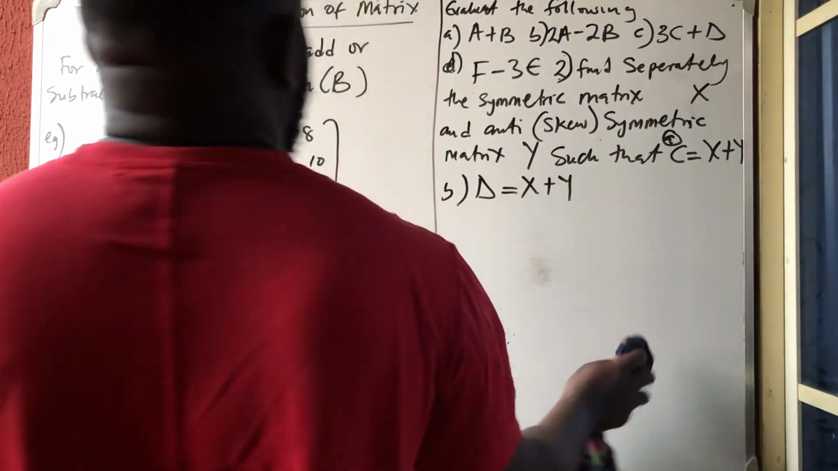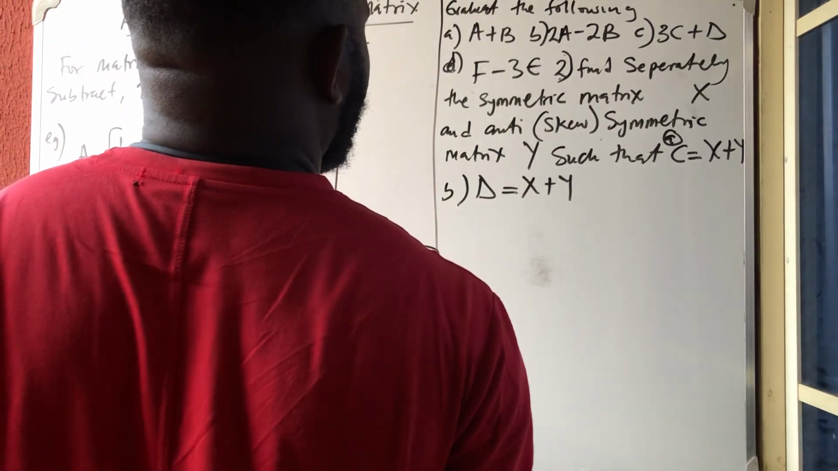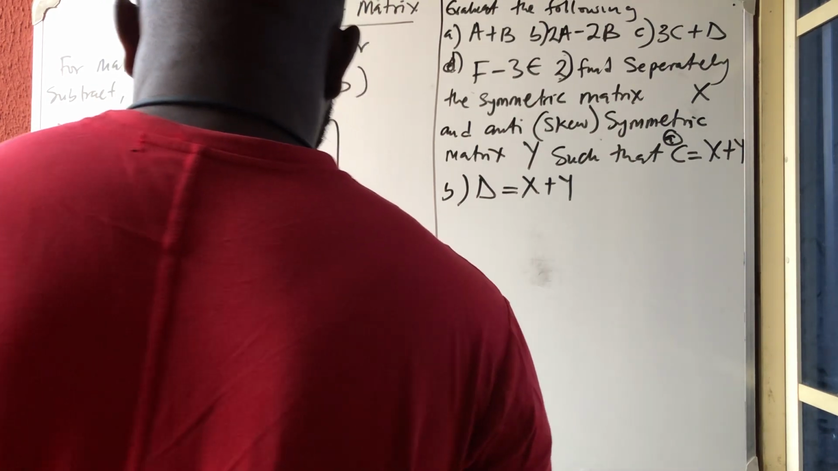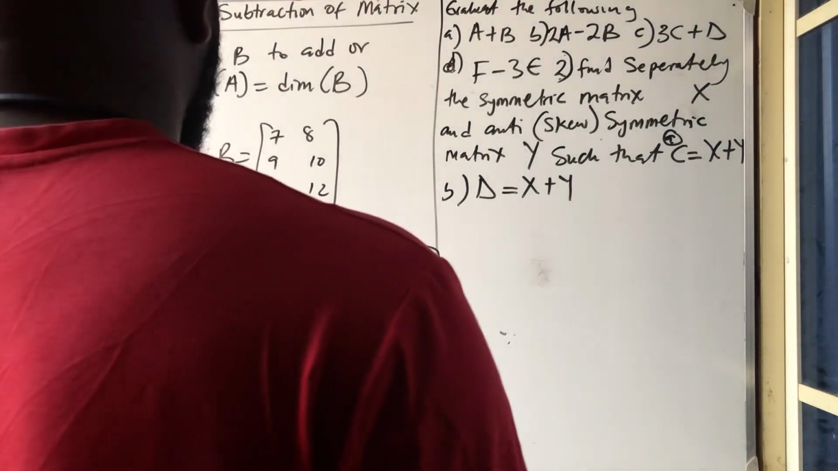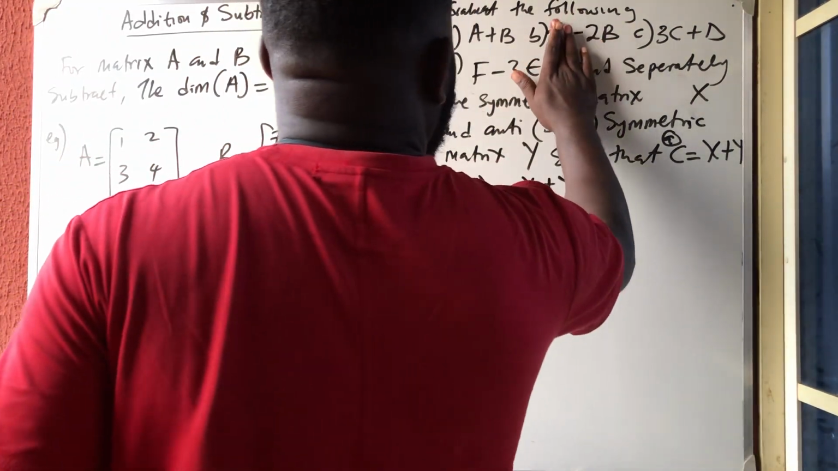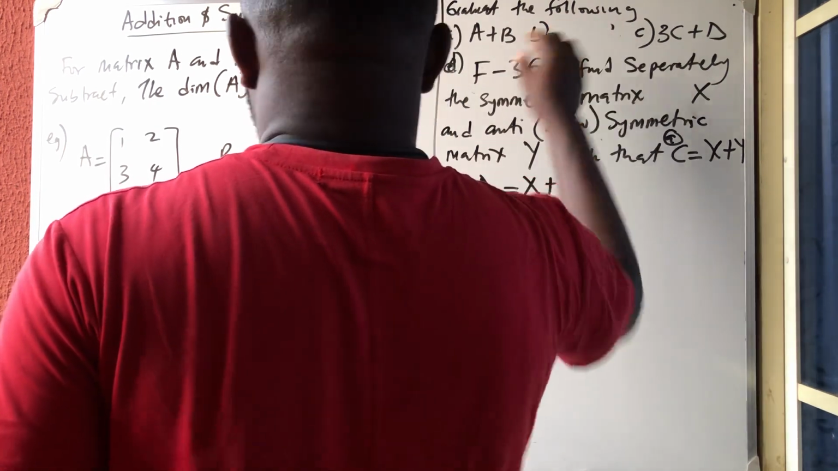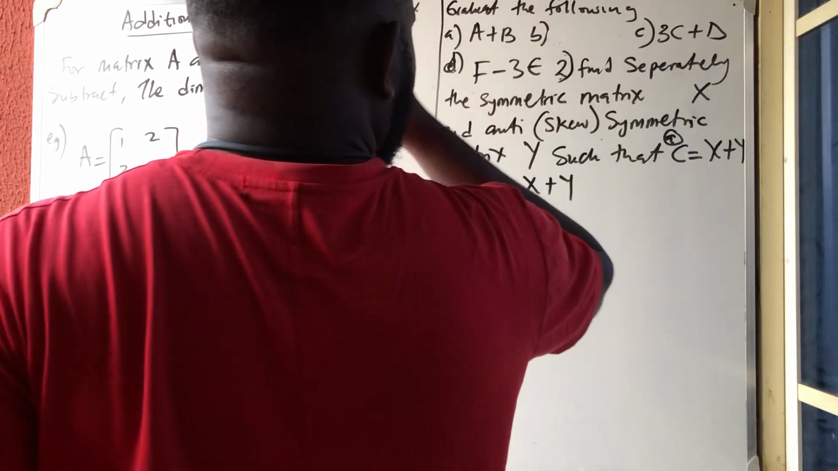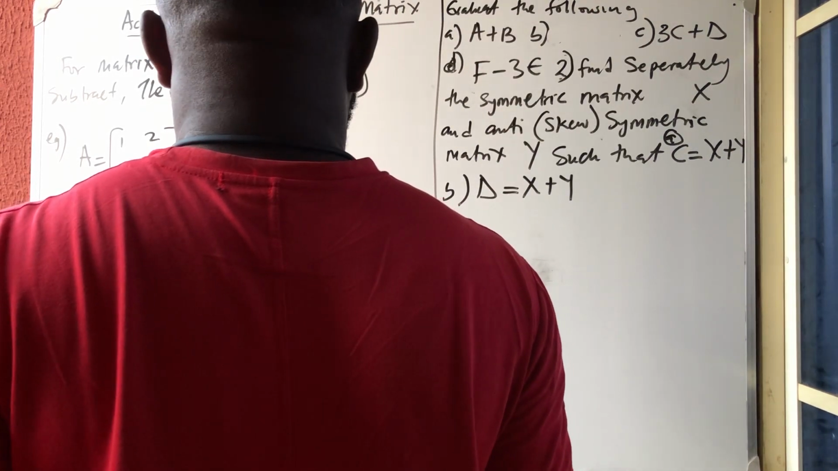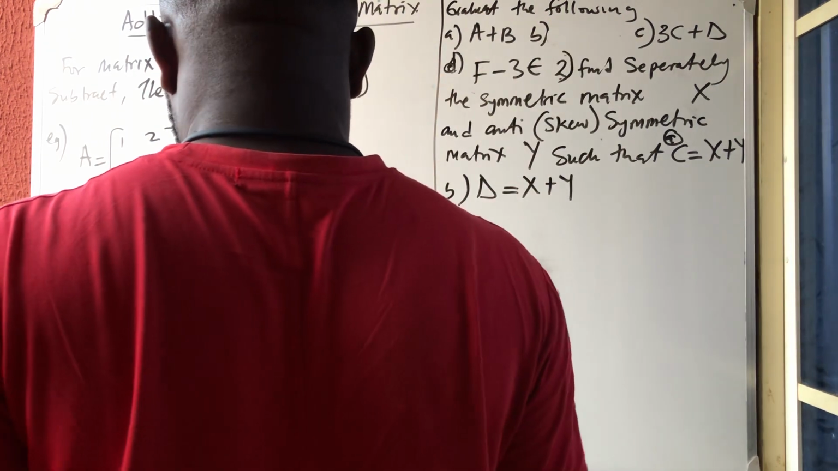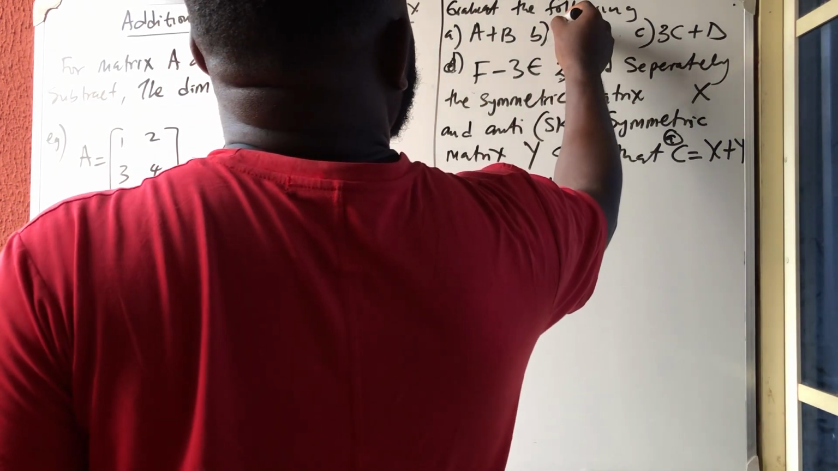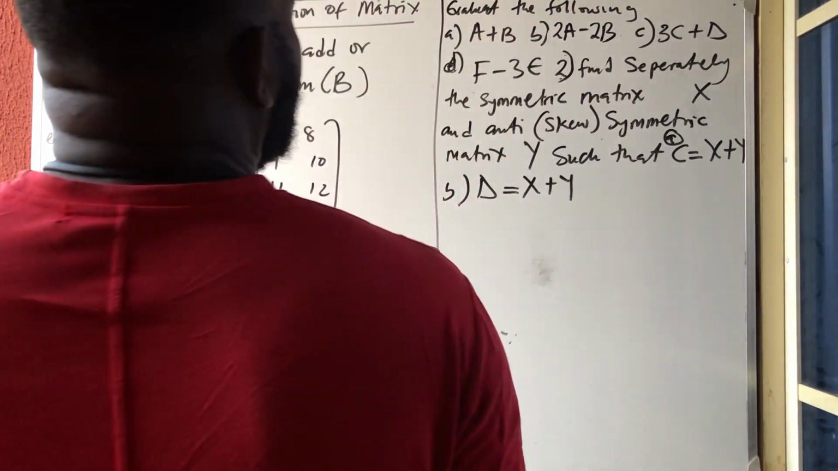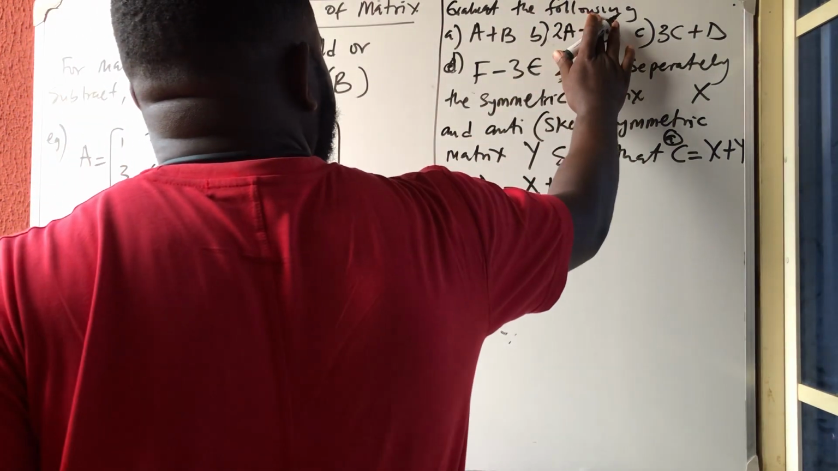Let's solve number 2. Number 2 said that we should find, sorry, did we use C and D? So let's change this to C and D, please. A, B, C, D. Okay, there is C and D there. Let's still have 2A minus 2B. Okay, so now let us do that, or let's say minus B.